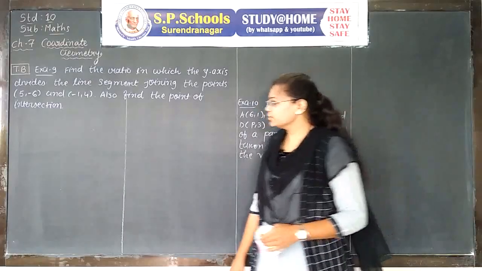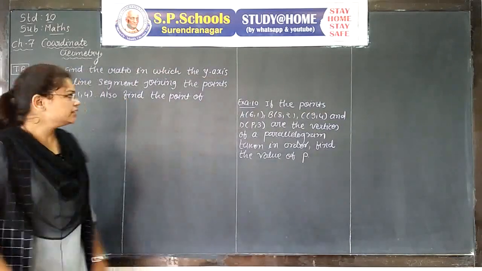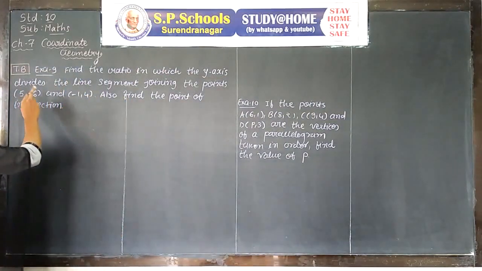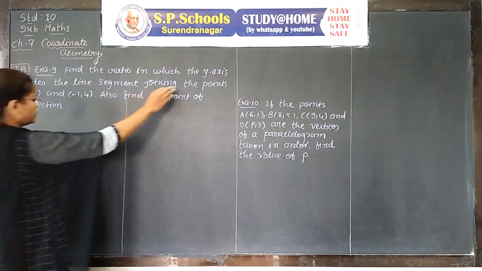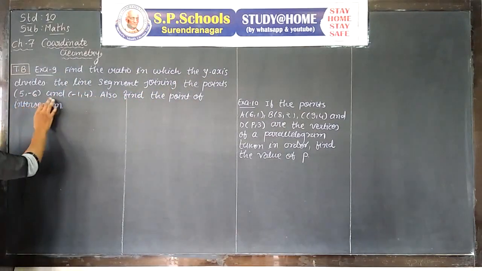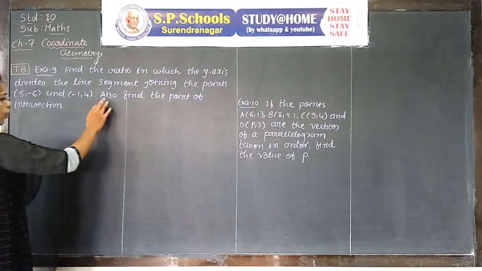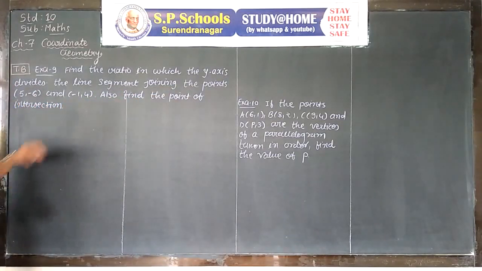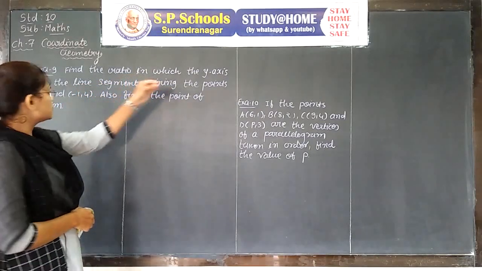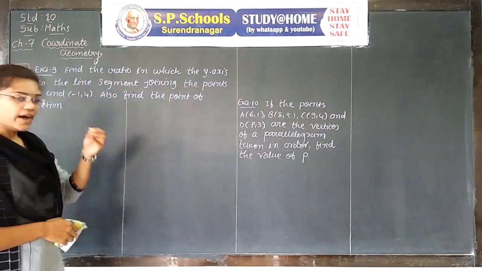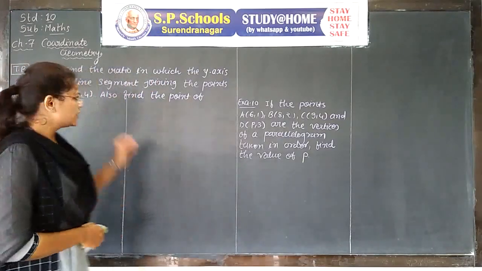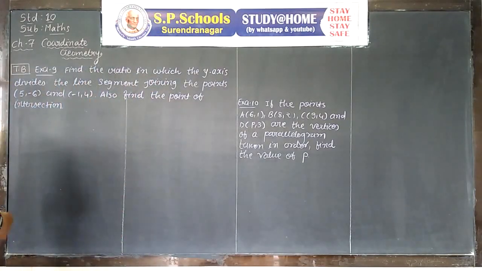Let's see a new sum. Example number 9. Find the ratio in which the y-axis divides the line segment joining the points 5, -6 and -1, 4. Also find the point of intersection. We need to find the ratio in which the y-axis divides. Y-axis divides means the point on the y-axis divides the line segment joining the two points.